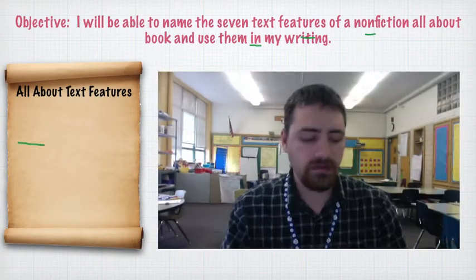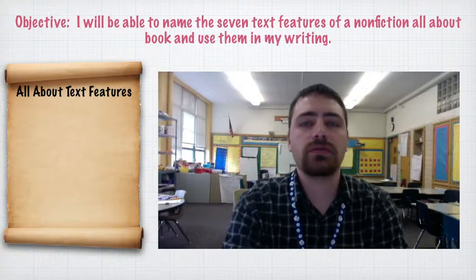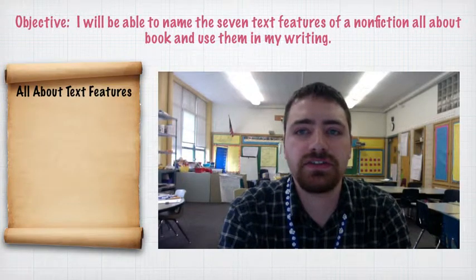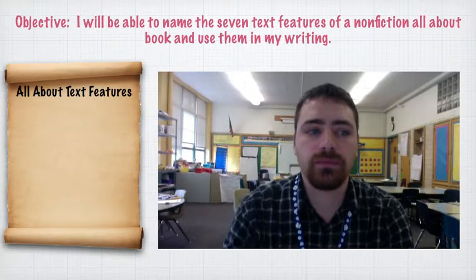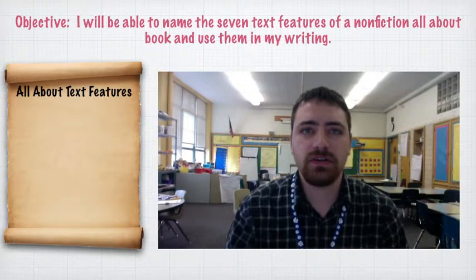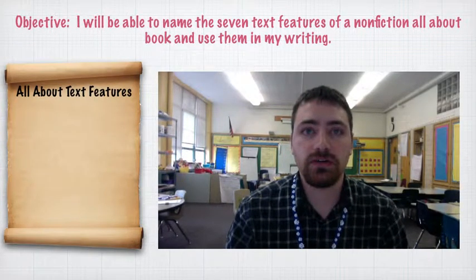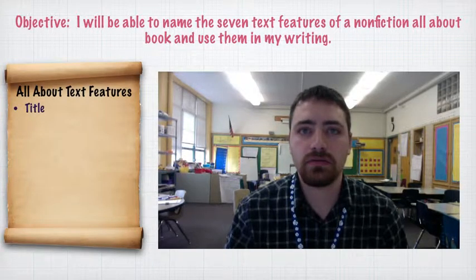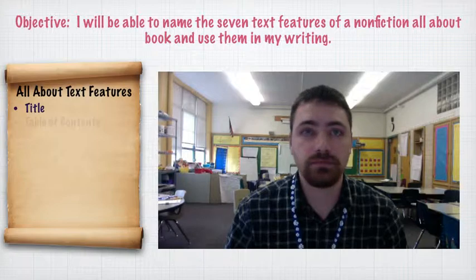All right, so now we've gone through and we've looked at all the different nonfiction text features of a book. Our objective at the beginning of this lesson was to be able to name the 7 text features of a nonfiction, all about book, and to use them in your writing. So let's go through and review those real quick. The all about text features that you're going to have in your all about book are going to be title. Your story will always have a title.